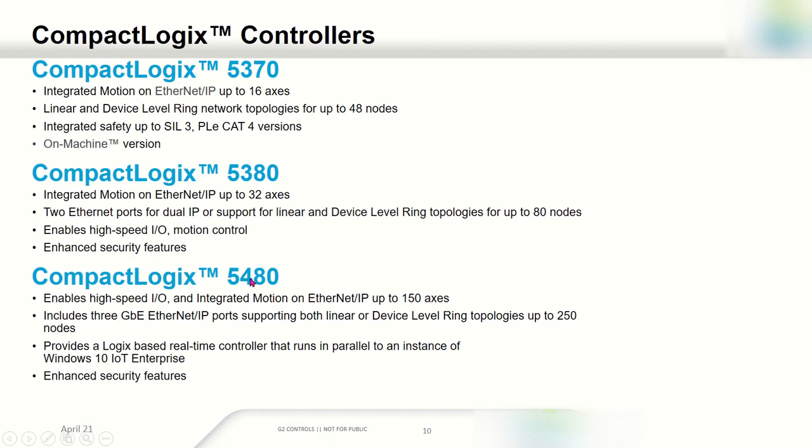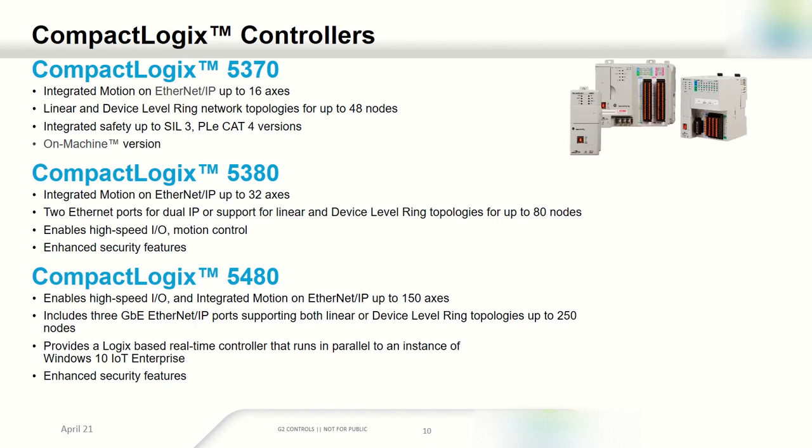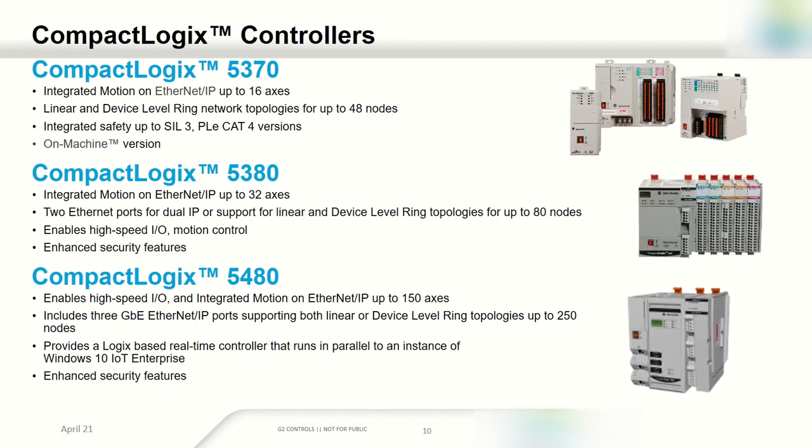Then CompactLogix 5480 enables high speed IO and integrated motion on the Ethernet up to 150 axes. It includes 3 gigabit EtherNet/IP ports supporting both linear or device level ring topologies up to 250 nodes.